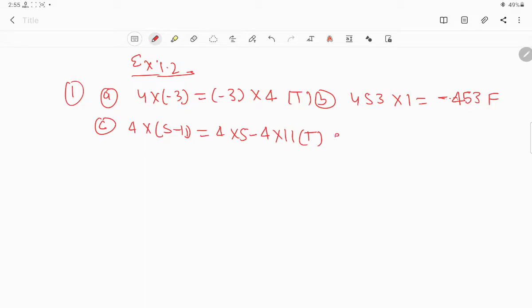Now see question D. Minus 3 into (minus 7) is an integer. So this is also correct, because this holds the closure property of multiplication for integers.